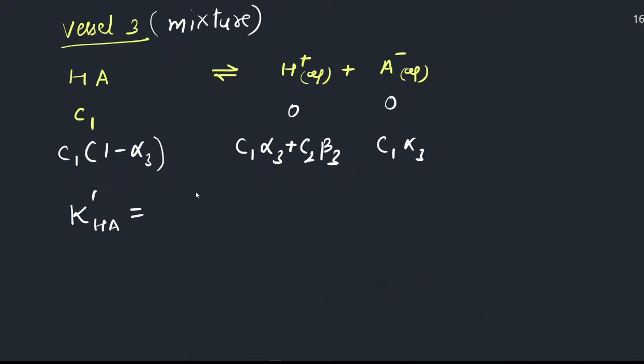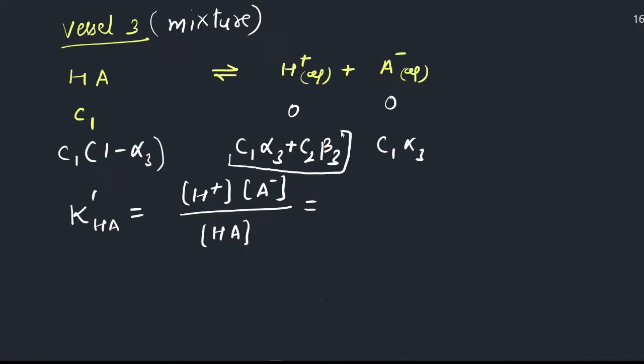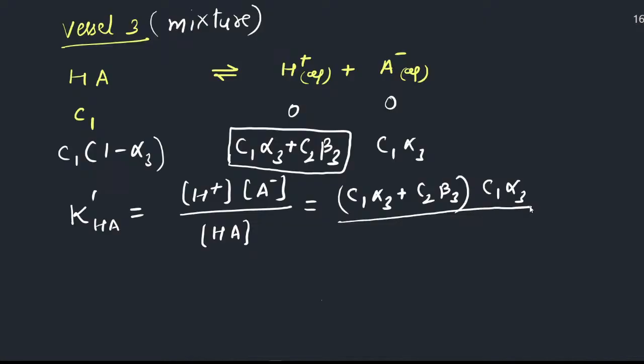K_HA dash is the H plus ion times the A negative divided by HA, but it is in the mixture. That's why H plus ion comes from both. So it is (C1 alpha 3 plus C2 beta 3) into C1 alpha 3 divided by C1 (1 minus alpha 3).